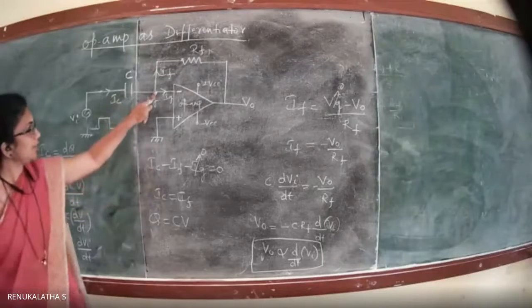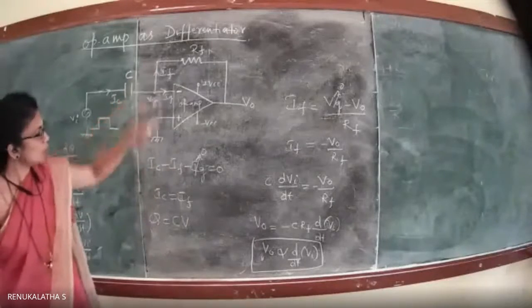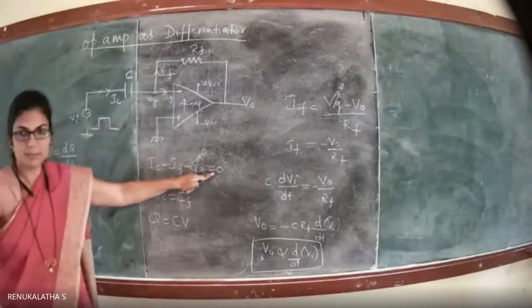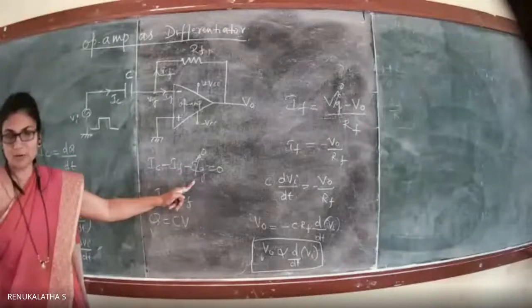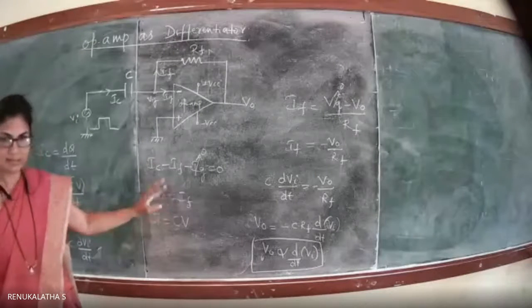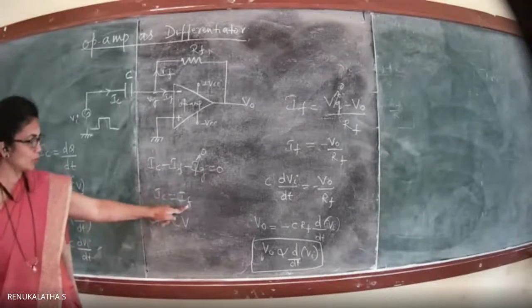IC is the current entering the node, hence it is plus. IF is leaving the node, so it is minus. IJ is also leaving the node, so it is minus. The algebraic sum of the currents is equal to 0. IJ is 0, you know. No current flows into the actual terminals of the op-amp, because of the high input resistance, so IJ is 0. Hence IC is equal to IF.